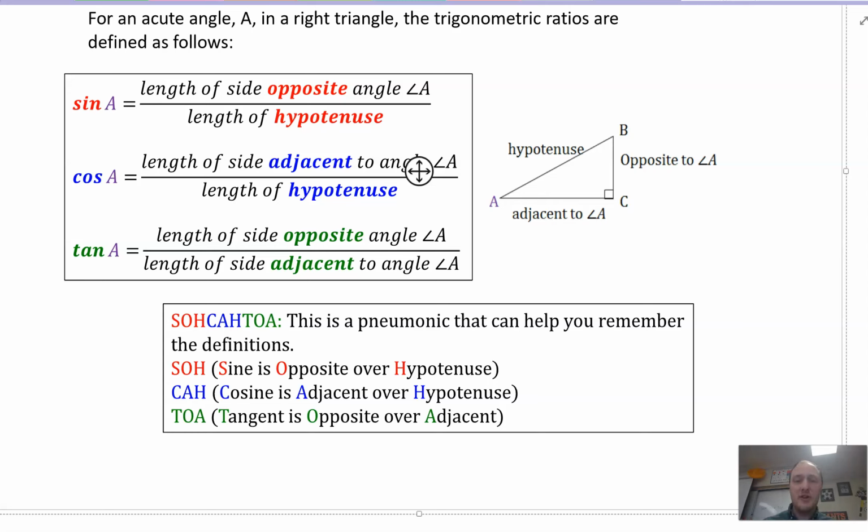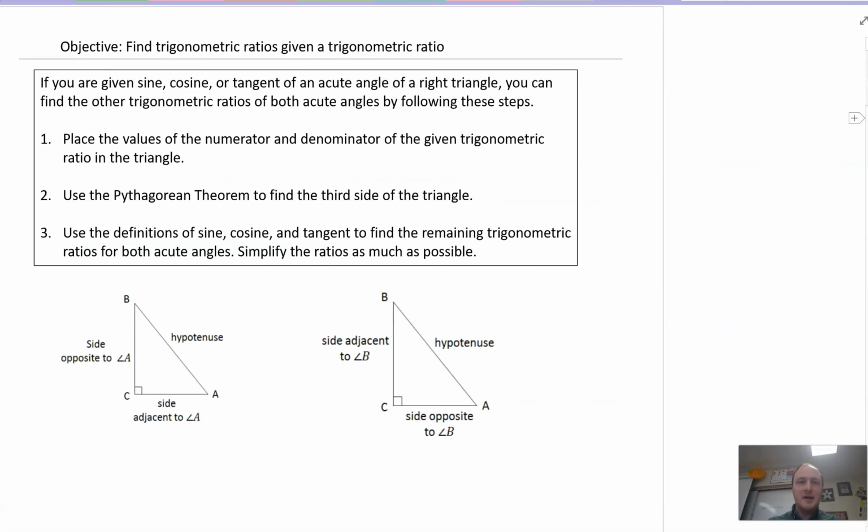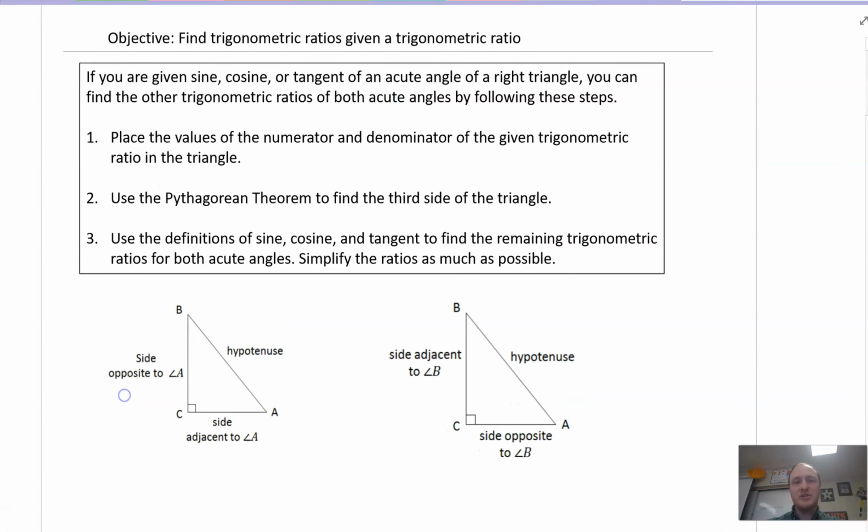Remember too that the side opposite and the side adjacent switch depending upon what angle you're in. So it's very important that you remember to label based upon what angle you're looking at. Label. Okay, let's talk about our procedure today.